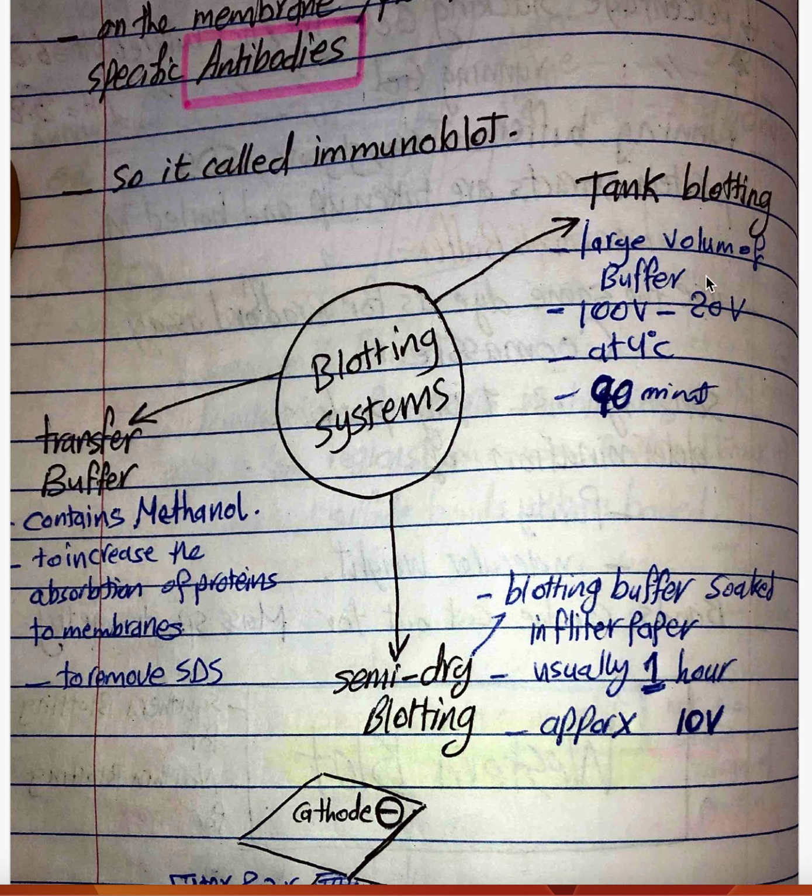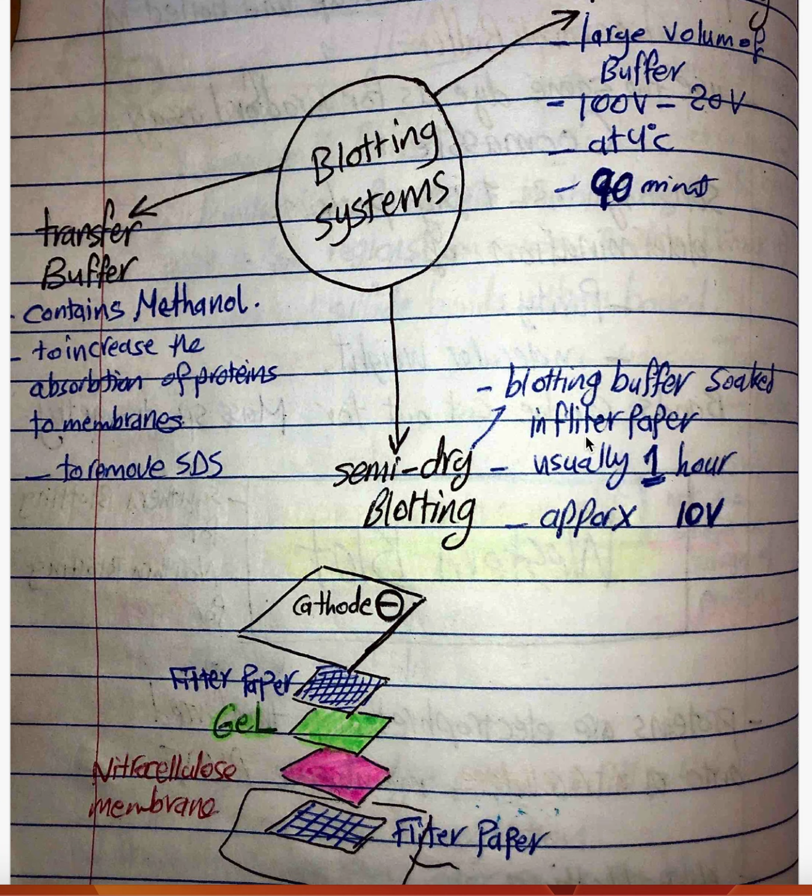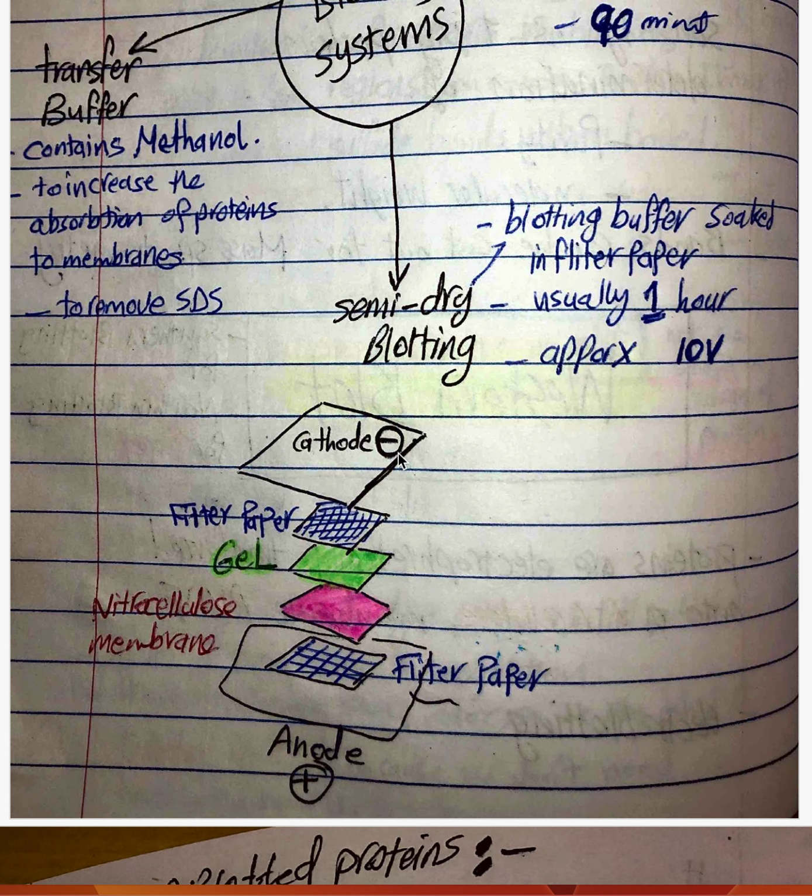In tank blotting, a large volume of buffer is used, and in semi-dry blotting the blotting buffer is soaked in a filter paper, usually for 1 hour, approximately 10 volumes. So we have here the cathode, which is negative, so we can understand the structure of the Western blotting. We have the cathode and the anode, which is the positive part. We have filter paper, and the gel, which is on the negative side, and the nitrocellulose membrane, which is on the positive side.